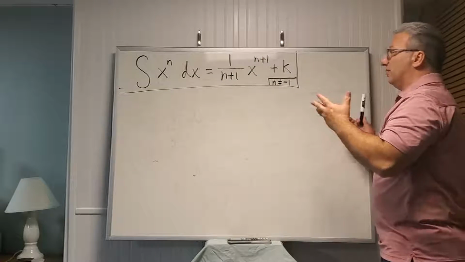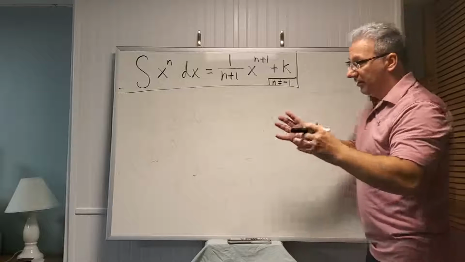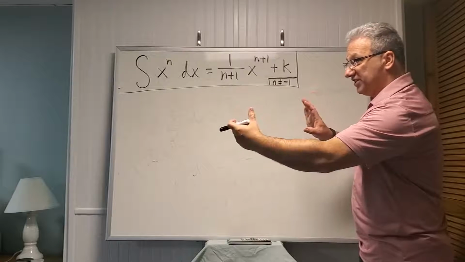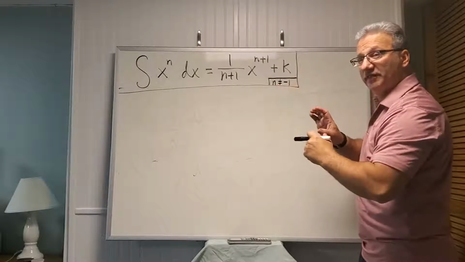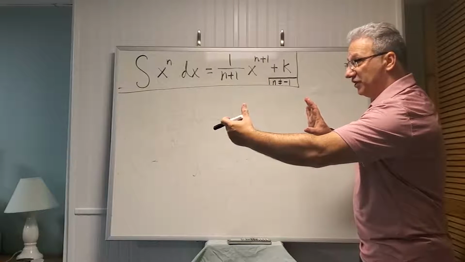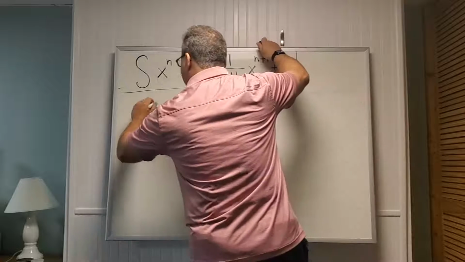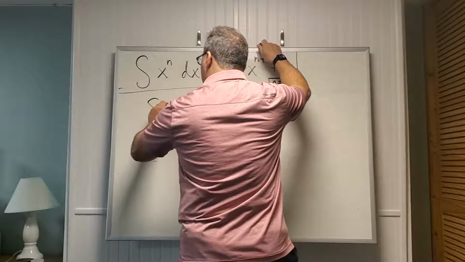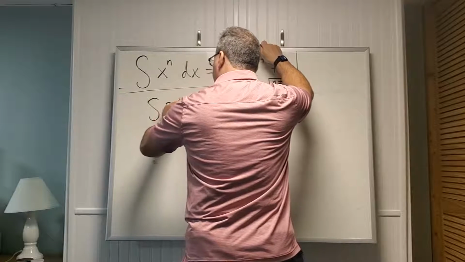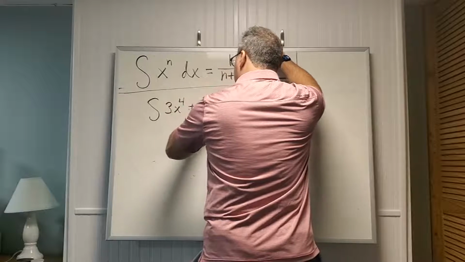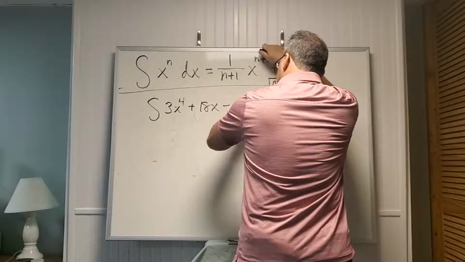Also, I don't have room to write it, but if I'm looking at the integral of a plus, I can integrate each piece. If I'm looking at the integral of a minus of two functions, I can integrate each piece. I'm going to utilize that in my next example. That is, I'm going to have the integral of 3x to the 4th plus 18x minus 10 dx.